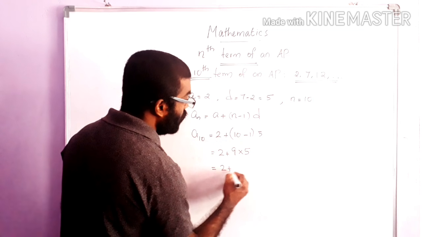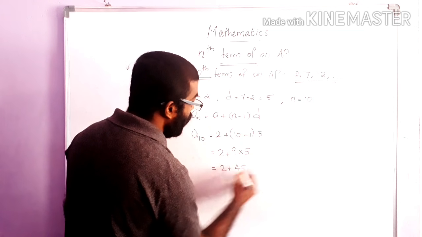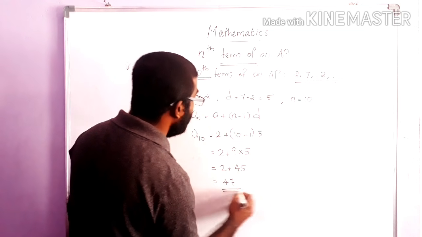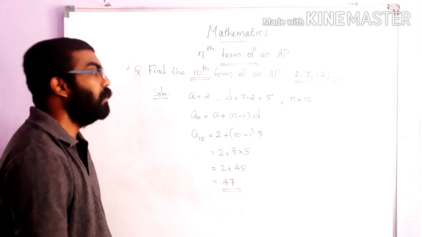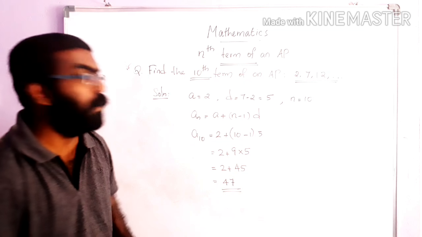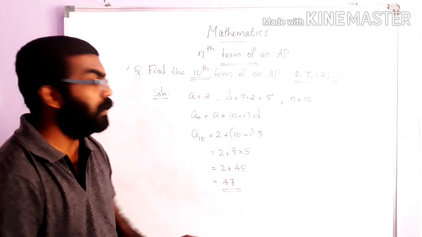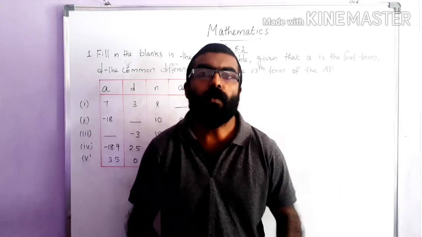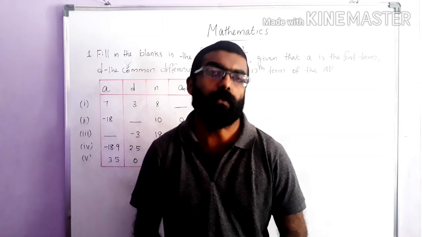That is 2 plus 9 5s are 45, and 2 plus 45 is what? 47. So the answer is what? 47. The 10th term of the given AP is 47. Is that clear? Okay. Now we move on to exercise 5.2.